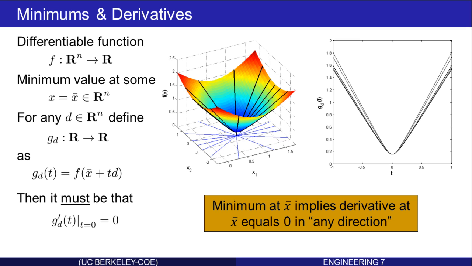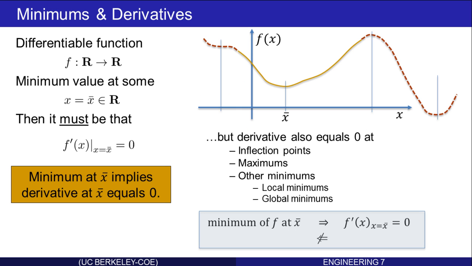In the previous unit, we characterized the behavior at a minimum, and that would be that the derivative would be 0 in any direction, even in a function of many variables. Unfortunately, we know that even for a one-dimensional function, the derivative being 0 doesn't necessarily characterize a minimum, as illustrated by this function. So we need to put some more restrictions on functions such that minimums can be characterized as derivatives being 0. And that's where convexity will come into play.